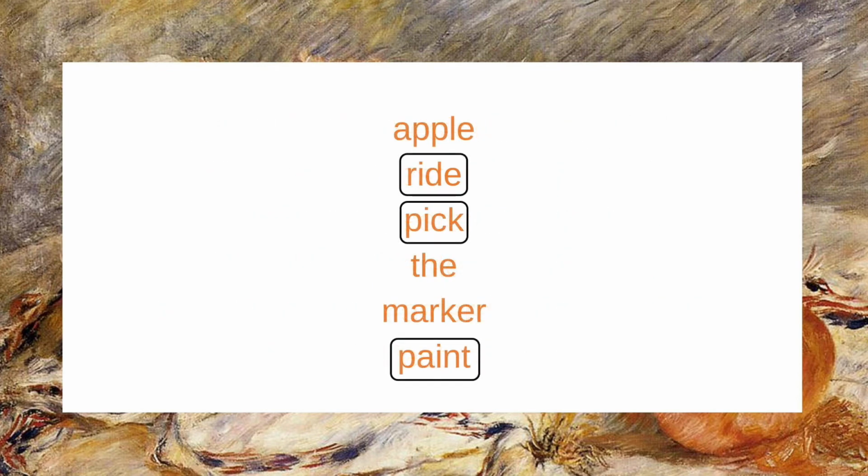The words ride, pick, and paint can be verbs. Ride, pick, and paint have present and past tense forms. All three words also tell what someone or something does, so ride, pick, and paint are also action verbs.